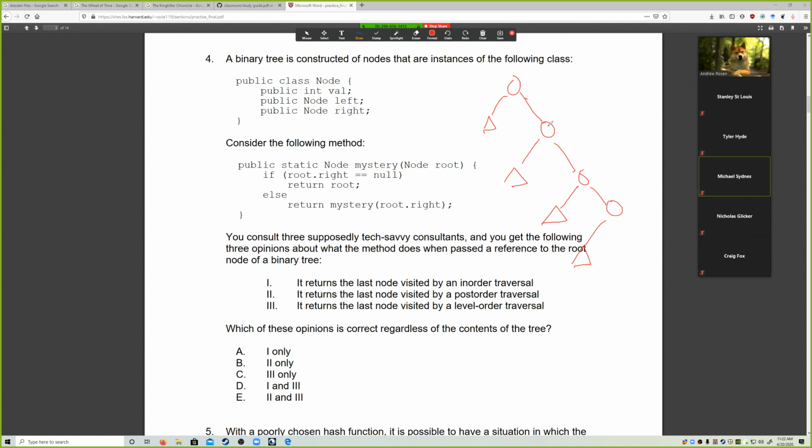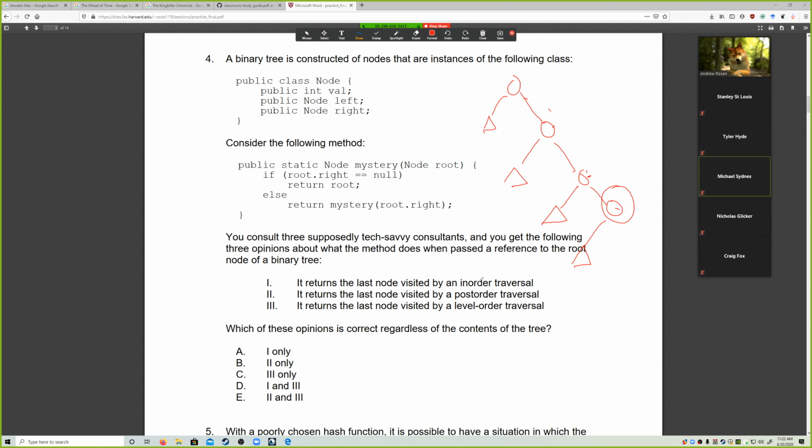Is root.right equal to null? No, it's not. So call it on this one. Is root.right equal to null? No, it's not. Call it on this guy. Is root.right equal to null? Yes, it is. So I return myself, which this guy returns, this guy returns, and this guy again returns all the way back up. So it returns this guy.